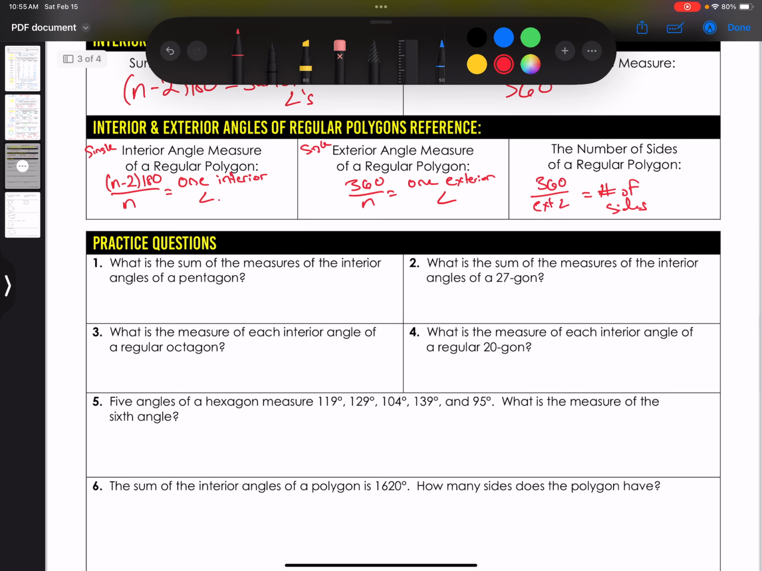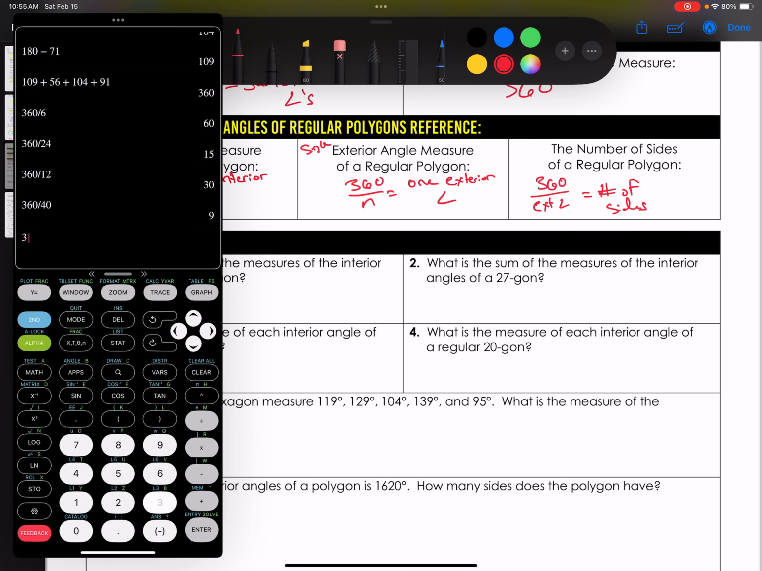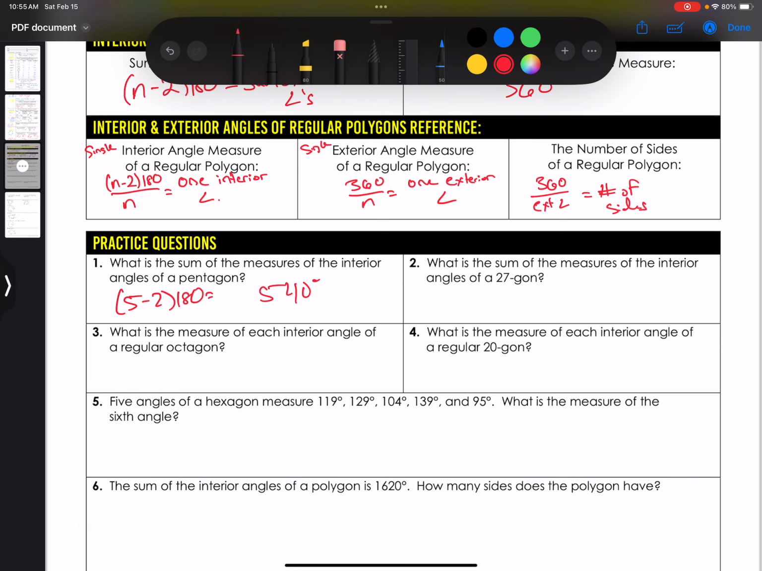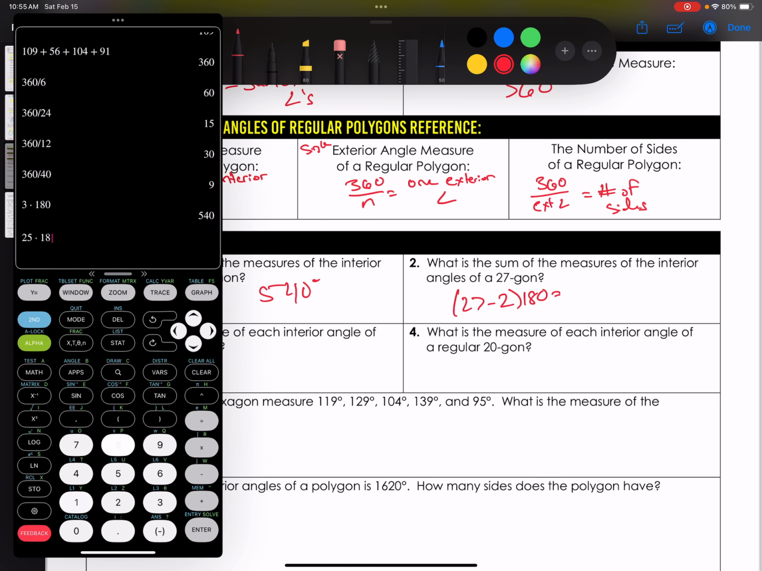Okay, so what is the sum of the measures of the interior angles of a pentagon? A pentagon has 5 sides, so 5 minus 2 times 180. So that's 3 times 180, which gives me 540 degrees, all right? What is the sum of the measures of the interior angles of a 27-gon? So that means n is 27, 27 minus 2 times 180. It's 25 times 180. It's 4,500 degrees.